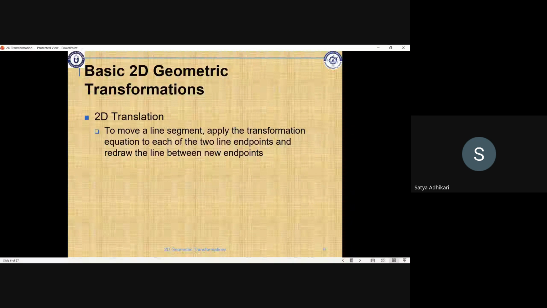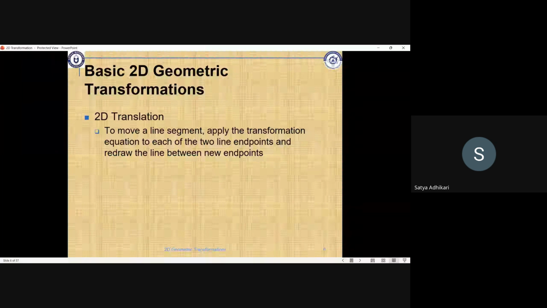Suppose that line contains 20 points. So do we have to use the translation on each and every point? No, we need not. We have to translate only the starting point and the end point. Once the starting point and end point are translated, simply join them. You need not translate all the points of that line.